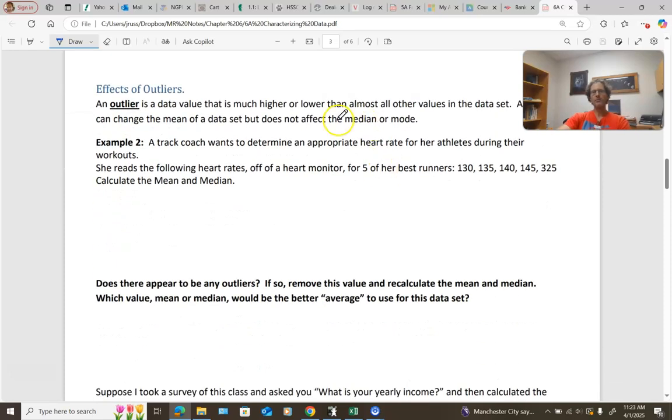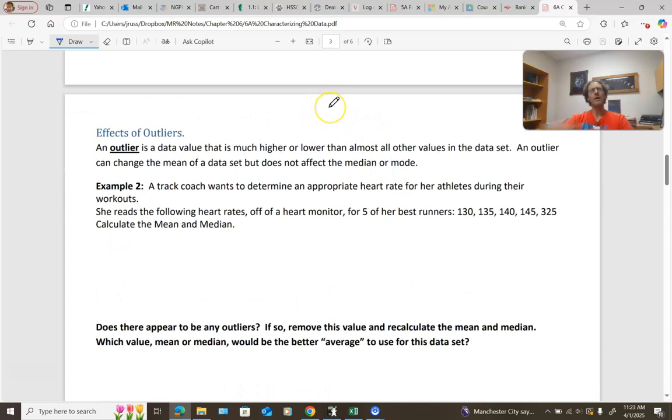Okay, so I briefly mentioned that the mean and the median may not be the same. The median is not affected by the actual values in your data set. It just finds the value that's in the middle, and that's it. But the mean is affected by the actual values.